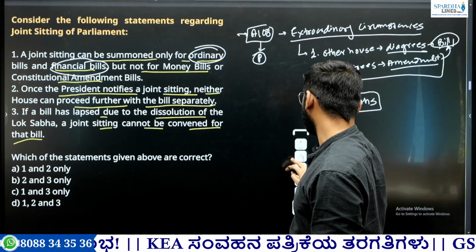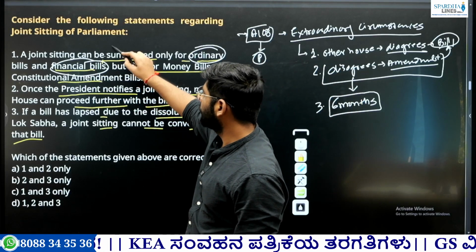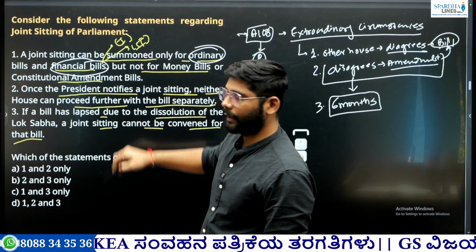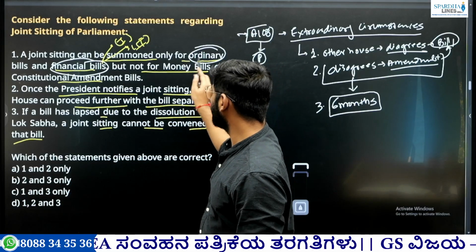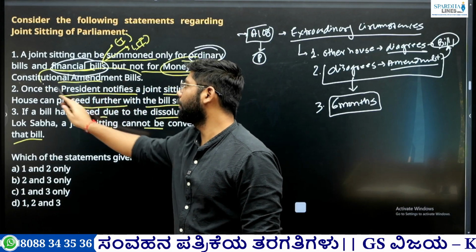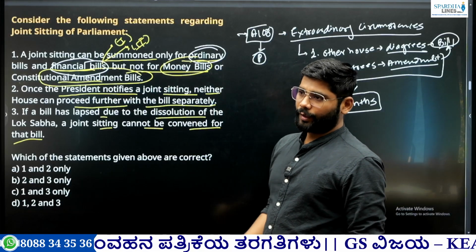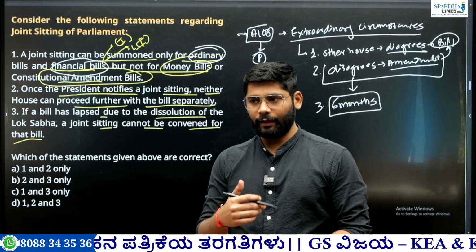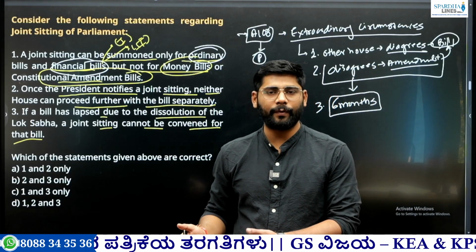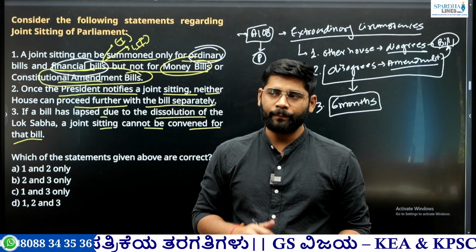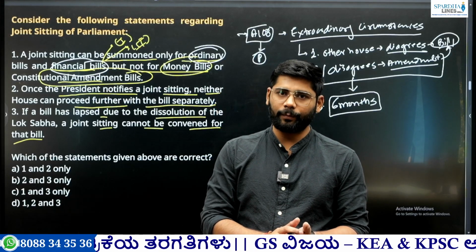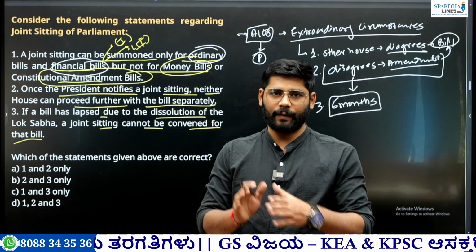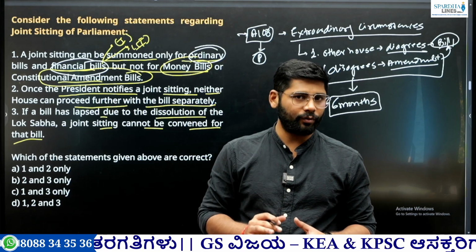Okay, two types of finance bills are there: finance bill 1 and finance bill 2. For these two finance bills, there can be a joint sitting, but this cannot be done for the money bill or the constitutional amendment bill. When it comes to the money bill, Rajya Sabha has nearly no role, so ultimately the will of the Lok Sabha prevails. For the constitutional amendment bill, the constitution has given a separate procedure: that bill must be passed in both houses separately.